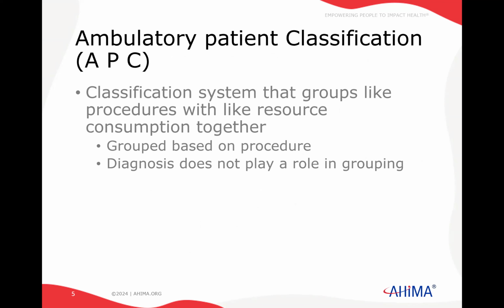Ambulatory patient classifications, or APCs, are basically a classification system. It groups, instead of diseases, into categories for reimbursement purposes. It groups procedures with like resource consumption together. These are grouped based on the procedure as opposed to the principal diagnosis. The diagnosis does not play a role in the grouping of an APC.